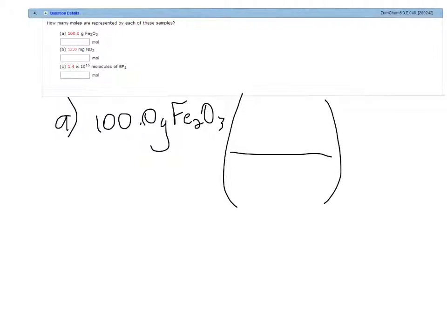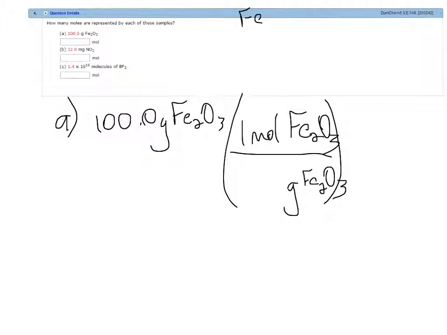So I need to get the number of grams in a mole, which would be the molar mass. In order to do that, I've got to look up on the periodic table. So iron on the periodic table has an atomic weight of 55.8. And I double that because there's a subscript 2 for the iron.